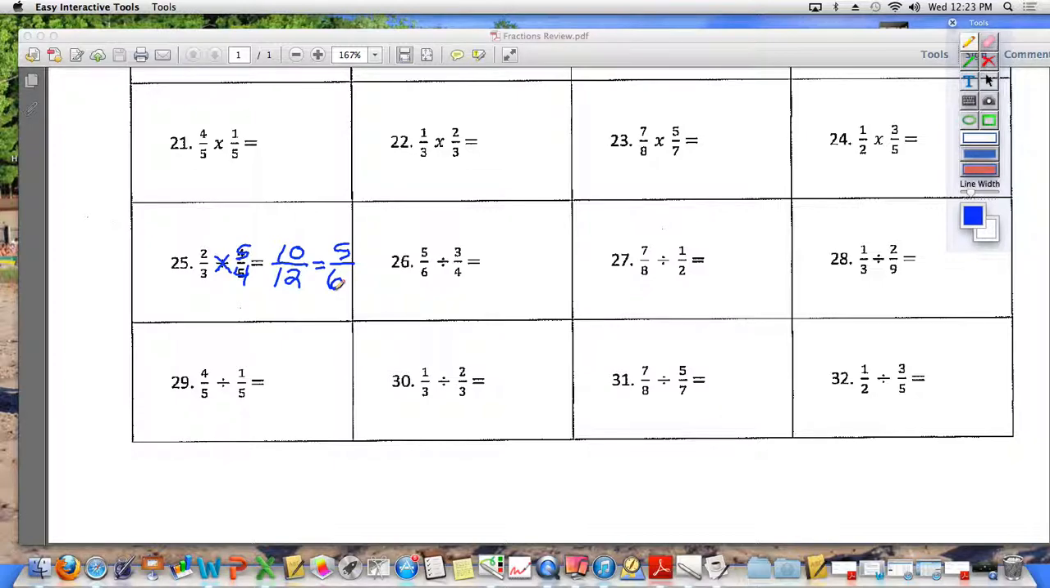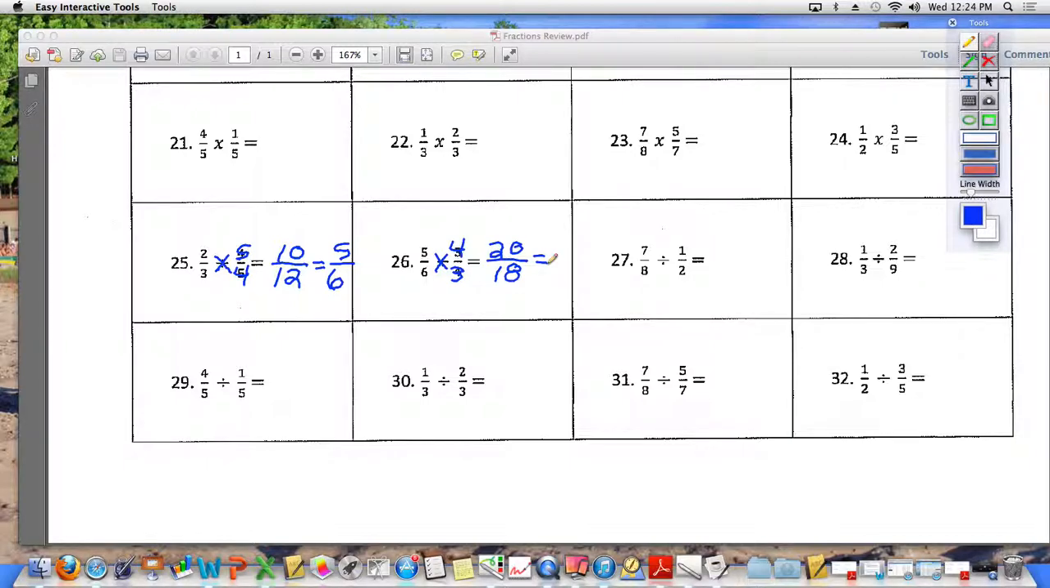Number 26, you change the divide to a times. What do I do with the 3/4? Flip it. You flip it, and now you multiply numerator times numerator, denominator times denominator. So we have 5 times 4 is 20. On the bottom we have 6 times 3, which is 18. What is 20 over 18? What does it reduce to?